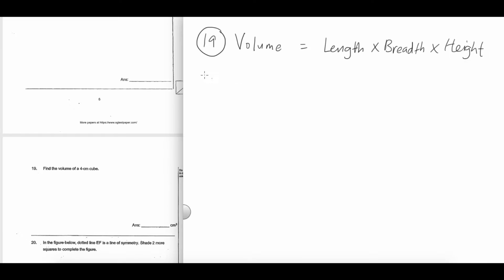Question 19. Find the volume of a 4 cm cube. Volume formula is length times breadth times height. Cubes have all the same sides. It doesn't matter if it's your length, breadth, or height, it's all the same. So volume will be equal to 4 times 4 times 4.